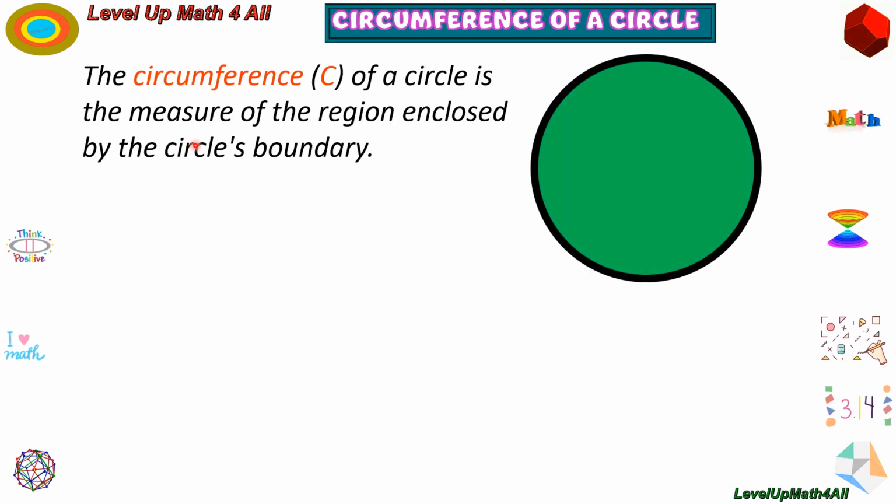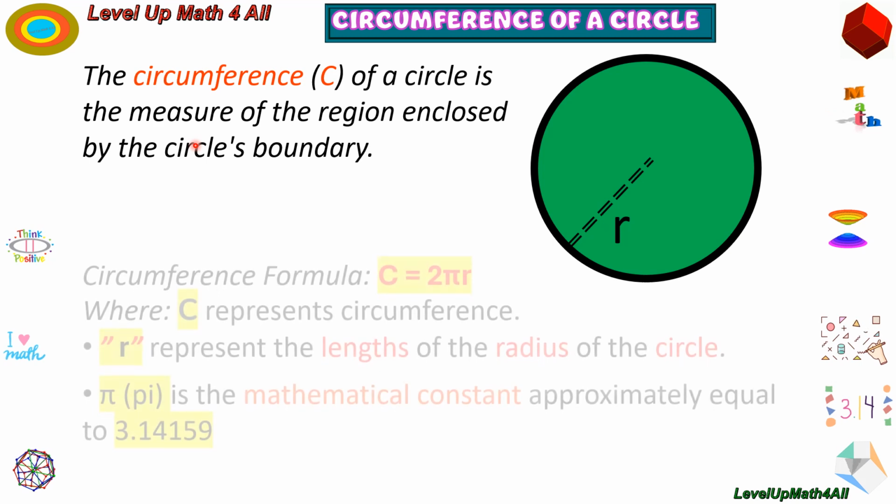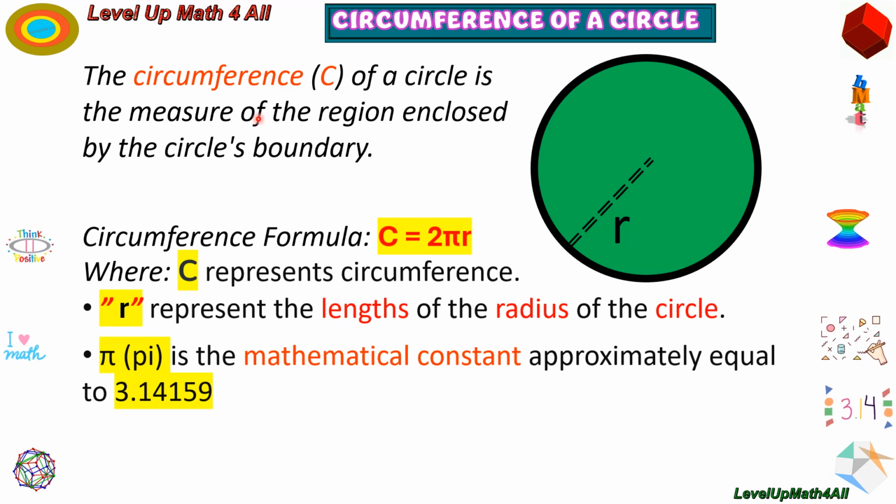Okay, let's revisit the pictorial representation of the circumference, circle, radius, and the definition of the circumference. As I mentioned, the circumference, represented as C, of a circle is the measure of the region enclosed by the circle boundary. So here is the radius. And r represents the length of the radius of the circle. And pi is a mathematical constant, approximately equal to 3.14159. The circumference formula of the circle is C equal to 2 pi r.